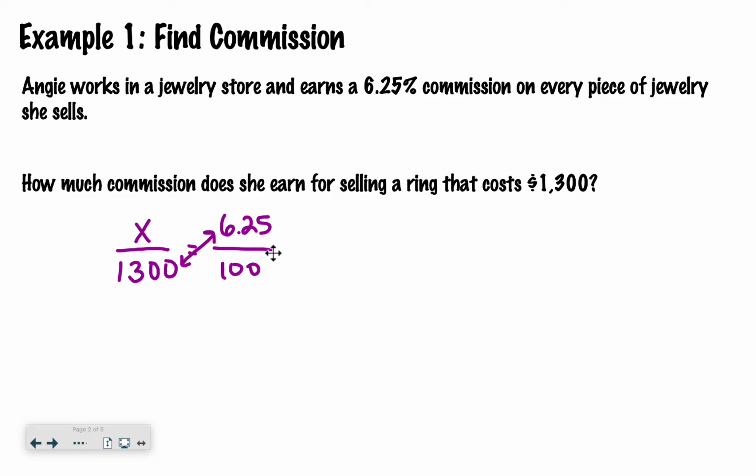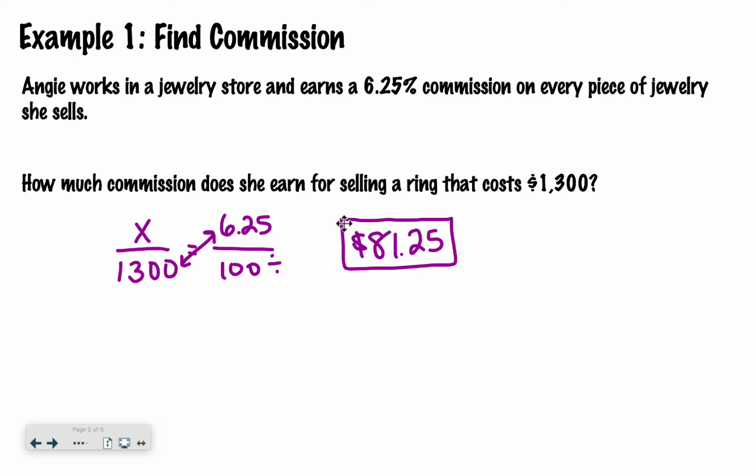So if I divide by 100, I find out that Angie would make $81.25 in commission. Okay, so Angie makes $81.25 off of selling a ring that cost $1,300.